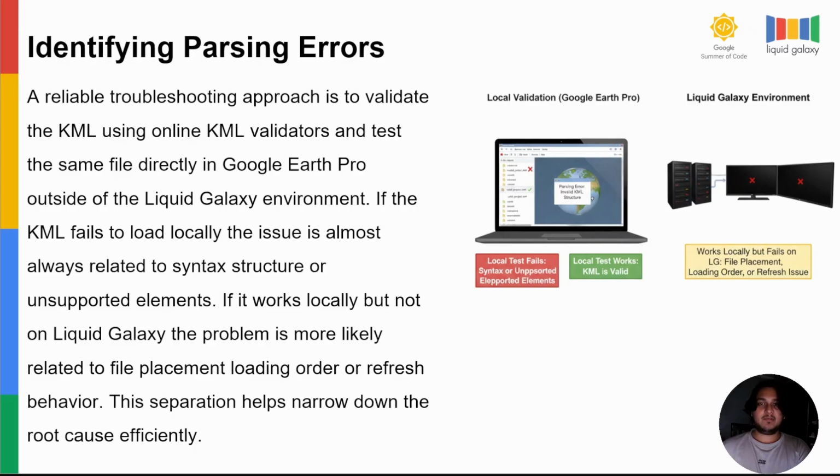The second case, the KML works perfectly when opened locally in Google Earth Pro, but fails to display correctly on Liquid Galaxy. This is a very important diagnostic signal. It tells us that the KML file itself is valid and that the problem is not related to syntax or structure. Instead, the issue is more likely related to file placement, loading order, refresh behavior, or slave targeting inside the Liquid Galaxy environment. This separation is extremely powerful. By simply testing locally first, we can immediately divide the problem space into two clear categories.